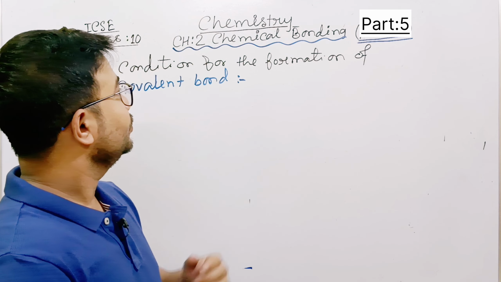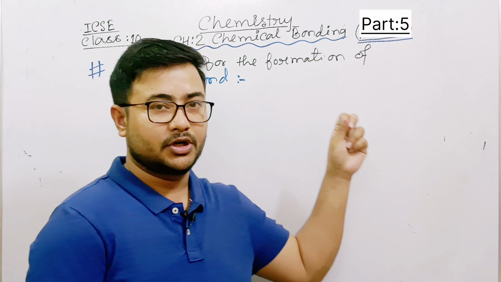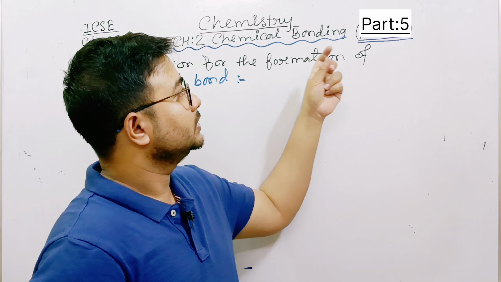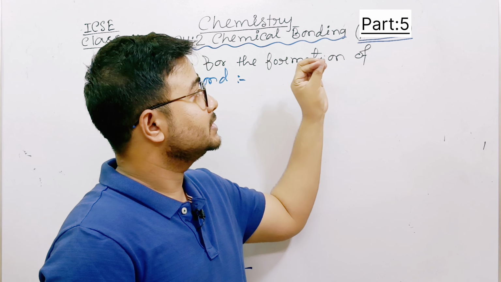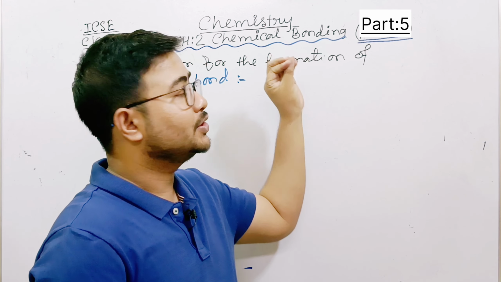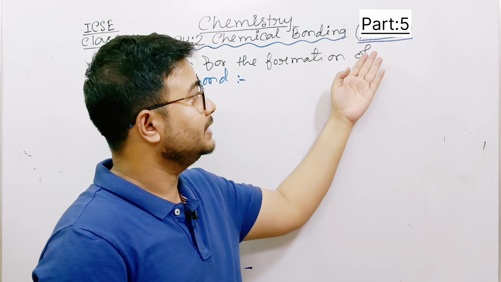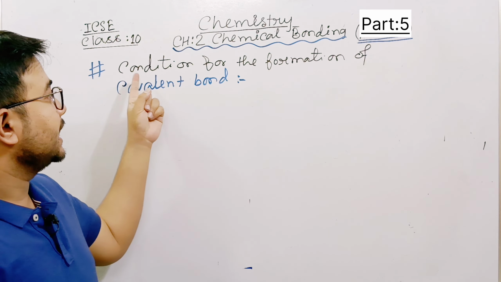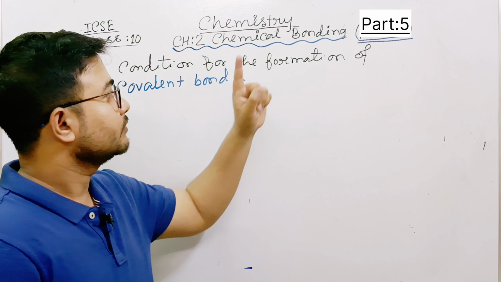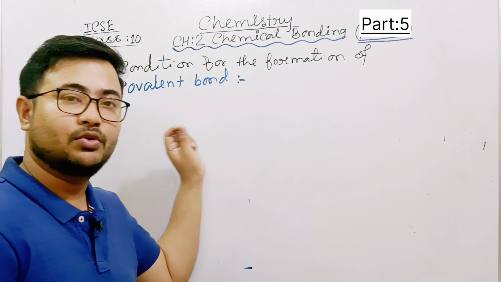So today we will discuss part 4. This is my request to all of you: first learn part 1, part 2, part 3, then watch this video. So today our concept is the condition for formation of a covalent bond.